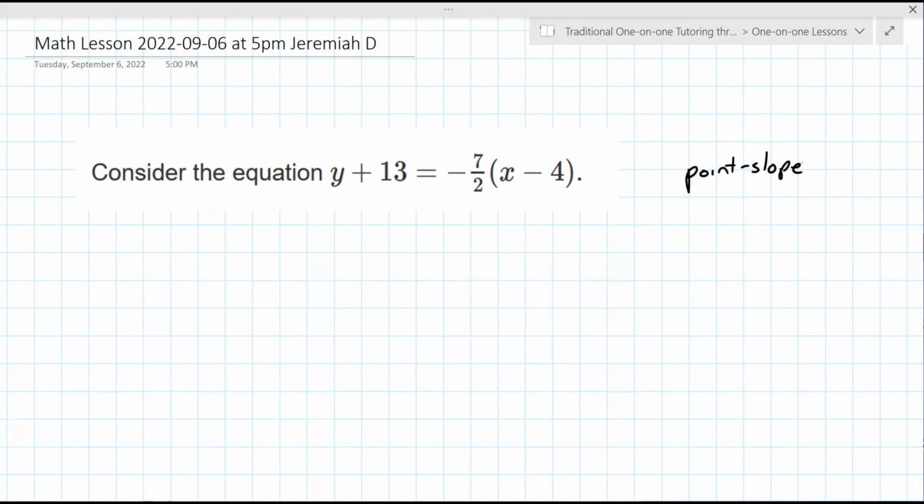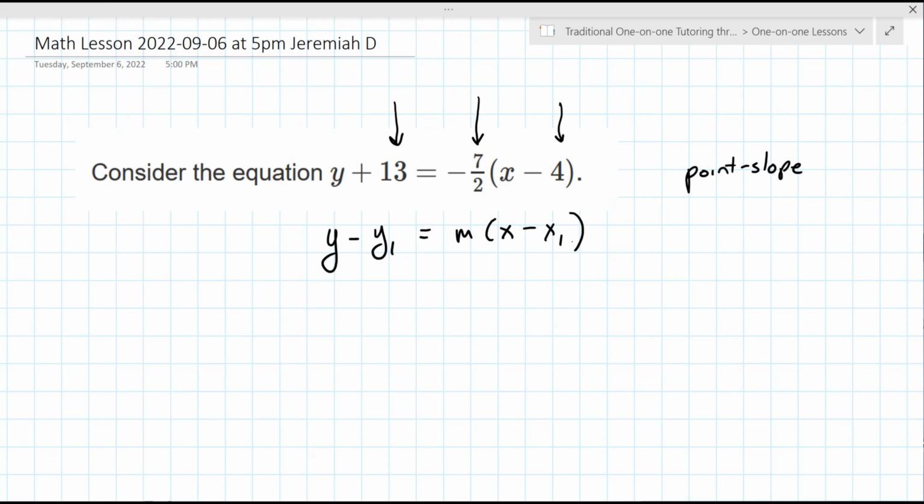And we know that because there's a point and a slope. We also talked about this yesterday. It's y minus y1 equals m times x minus x1. Do you remember that from yesterday?